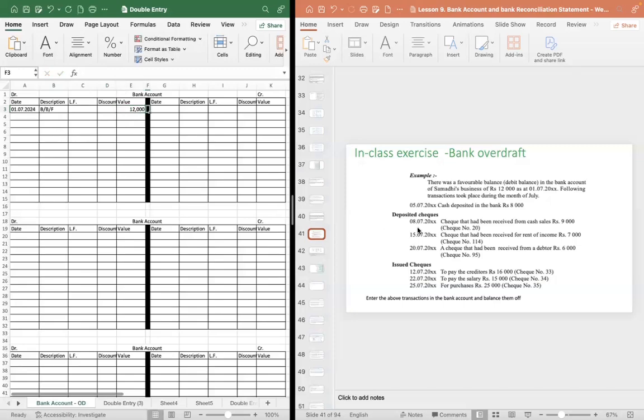Then what is it saying? On 5th July, cash deposited in the bank 8,000. Now the bank account is similar to an asset account. So if cash is deposited in the bank account, the asset balance is going up. And if the asset is increasing, which side should it be recorded, debit side or credit side? If the asset balance is going up, in which side should it be recorded? Debit side, okay.